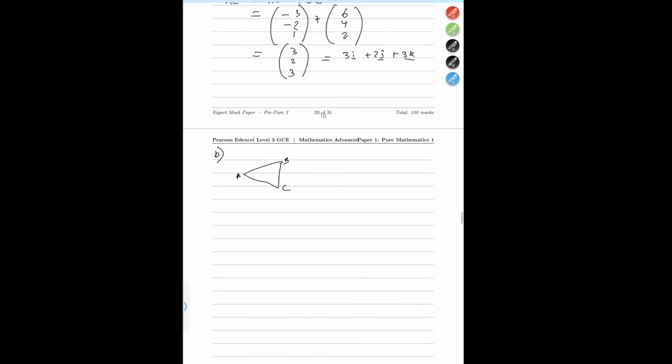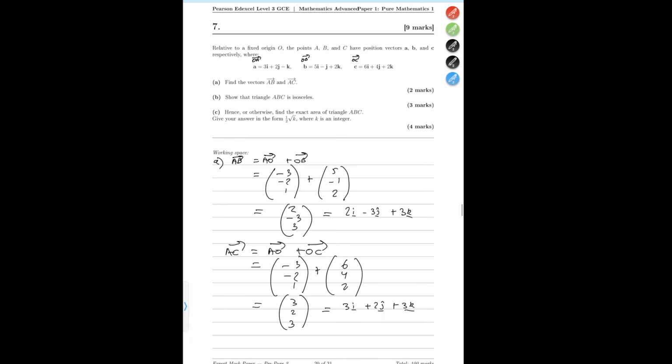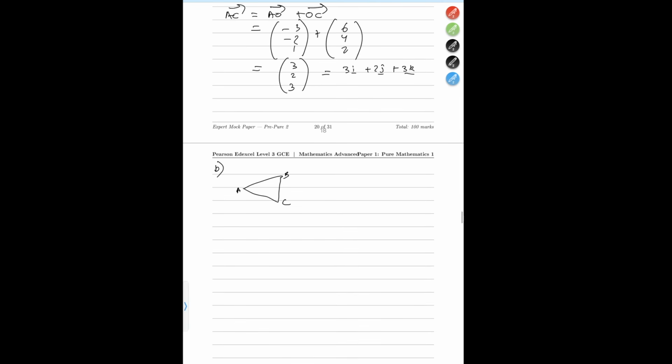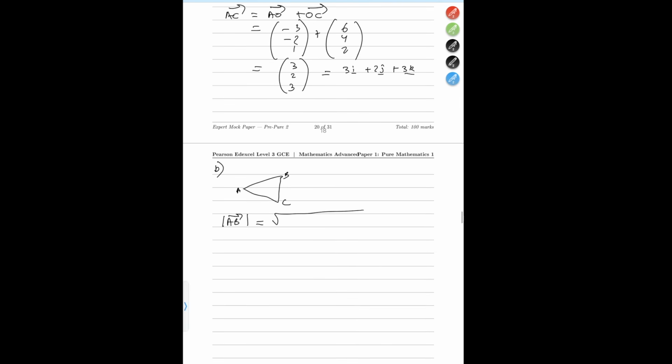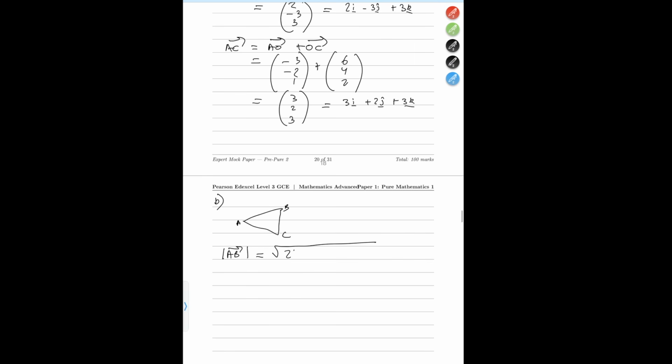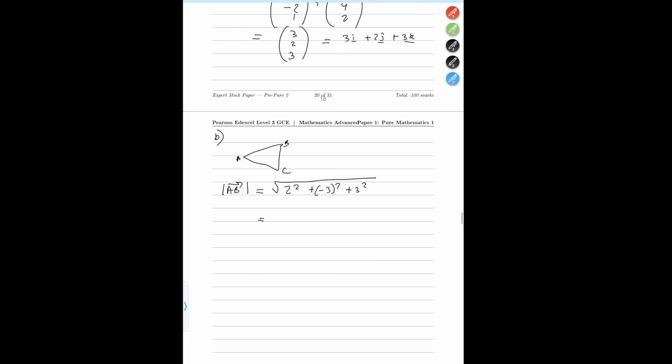What we can do is try to find AC and AB, because they told us to calculate those. Sometimes they can hint at what you need to use. So I'm going to use AB and AC. I'm going to find the magnitude of AB first. The magnitude of 2, minus 3, 3 is the square root of 2 squared plus minus 3 all squared plus 3 squared, which is root of 4 plus 9 plus 9, which is root 22.